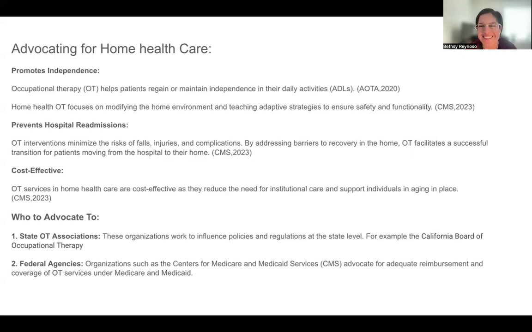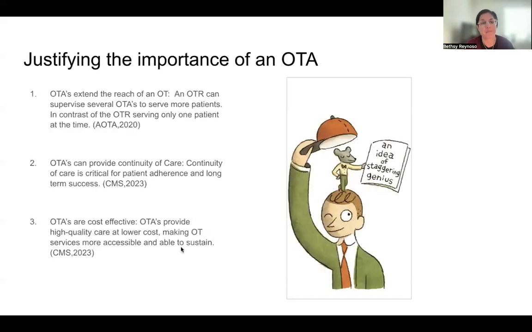Who would I advocate to? I would advocate this to state occupational therapy associations. These organizations usually work to influence policies and regulations at the state level. For example, in California, it would be the California Board of Occupational Therapy. Federal agencies, organizations such as Centers for Medicare and Medicaid Services advocate for adequate reimbursement and coverage of occupational therapist services under Medicare and Medicaid.